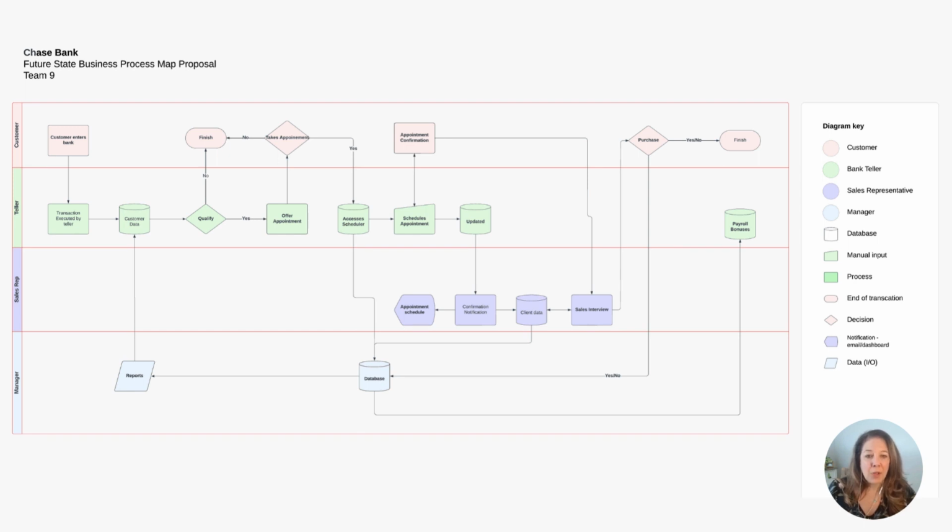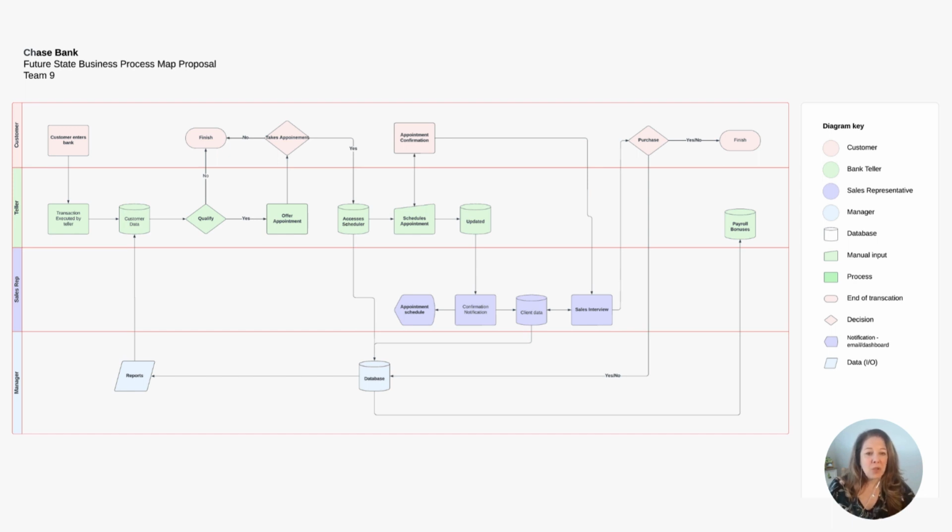So you can flow through this referral process from where the customer enters the bank, where the teller then interacts with the customer and qualifies them for the referral process. If they're not a good candidate or not qualified for this referral, then that ends that part of the process. If they are, then an appointment is made.